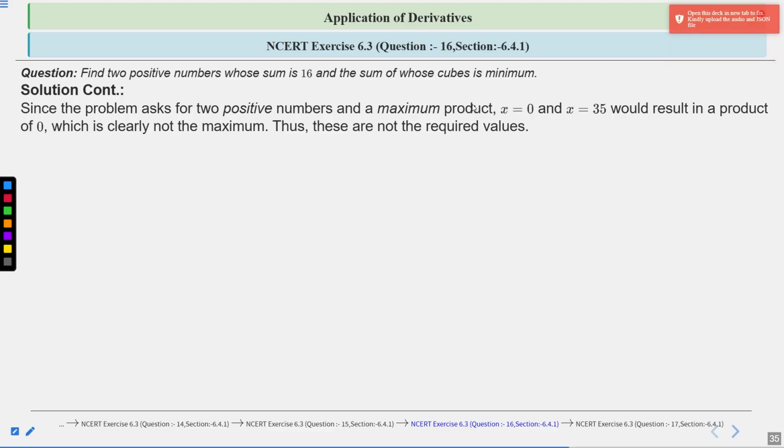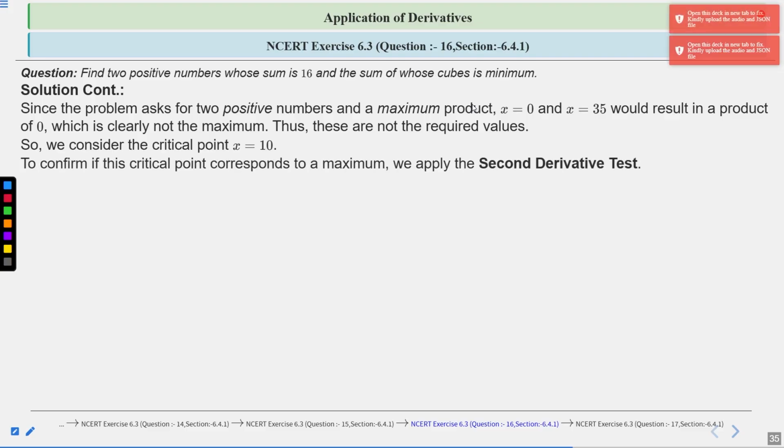Since the problem asks for two positive numbers and maximum product, x equal to 0 and x equal to 35 would result in a product of 0, which is clearly not the maximum. These are not the required values. So we consider the critical point x equal to 10 now. To confirm if the critical point corresponds to a maximum, we apply the second derivative test.